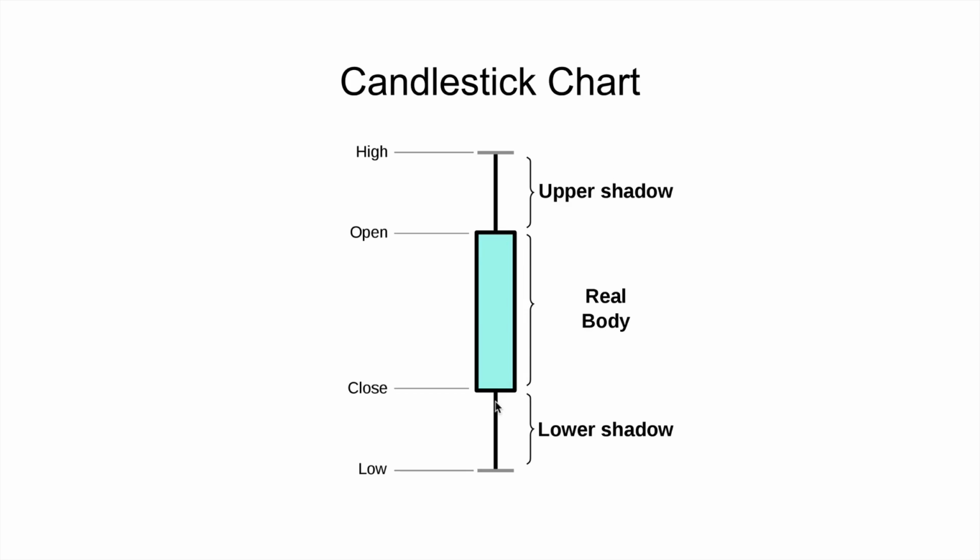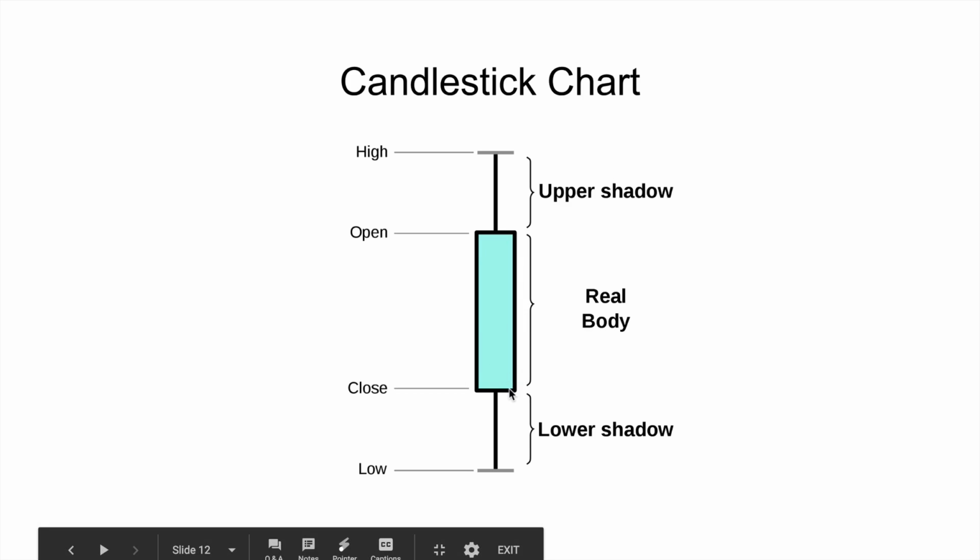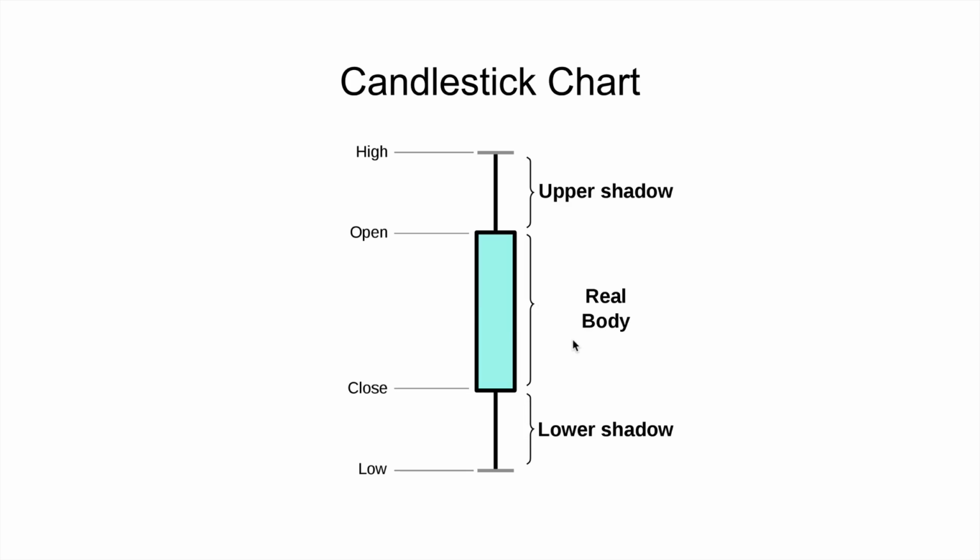what did it open at? Or the bottom here would be the close price. So what was the last price of that period? And the low is what was the cheapest price during that period, right? And the candles can go up or down, and that's what the color represents. If the candle's green, then the price went up. If the candle's red, then the price went down, okay?